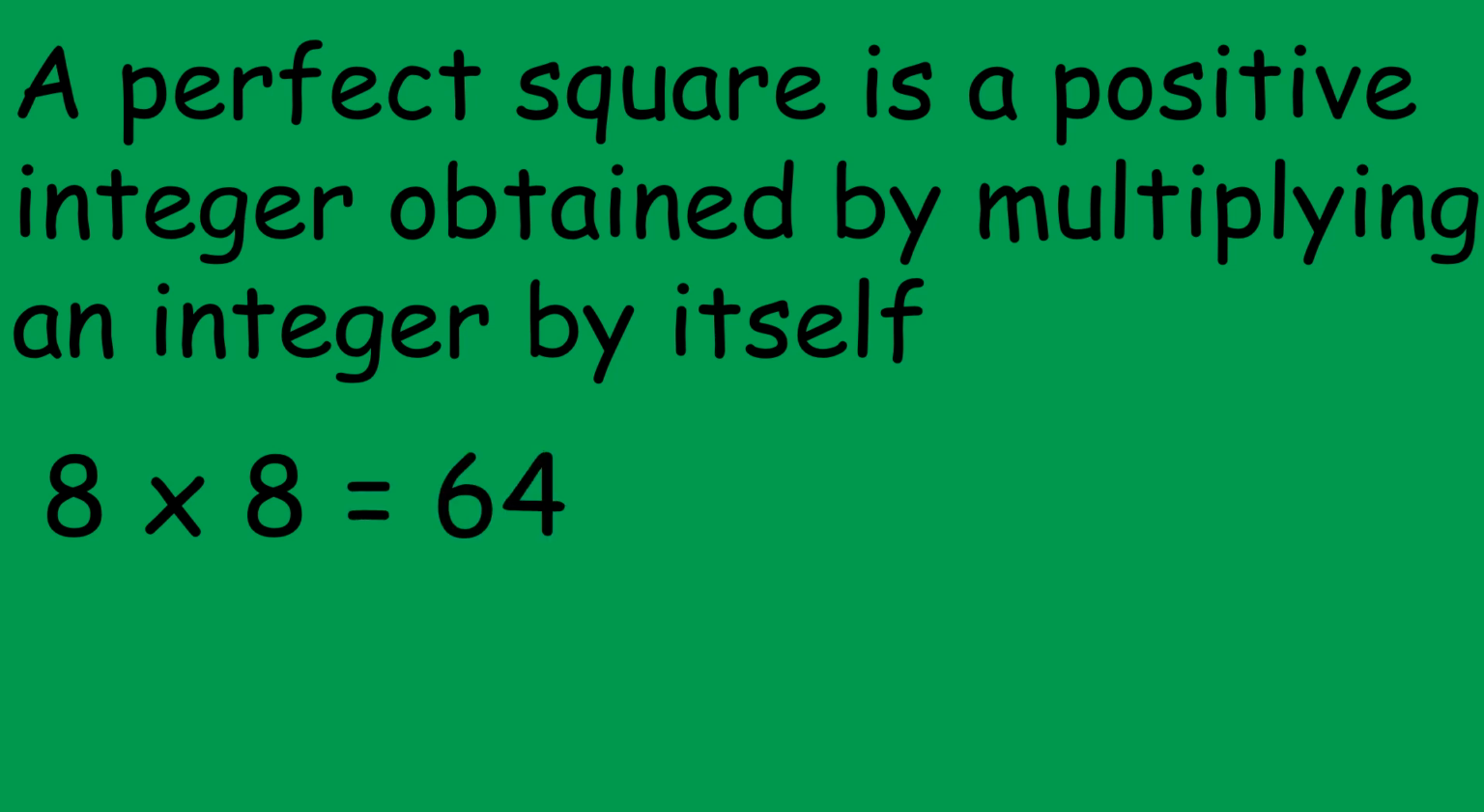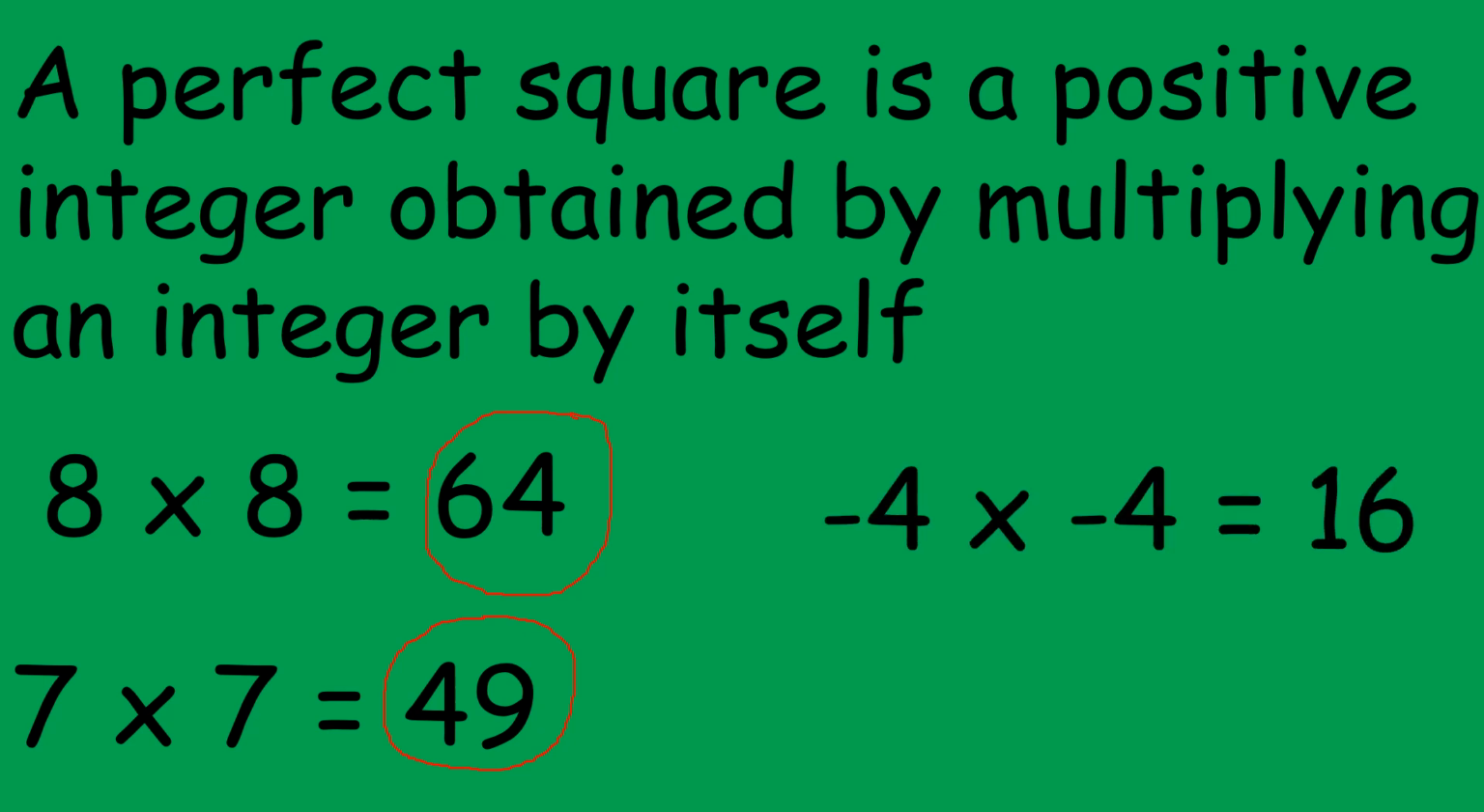You see that 8 times 8 is equal to 64. 8 times 8 is 64, so 64 is the positive integer and is the perfect square. 7 times 7 is 49. You see that 49 is positive, it's a whole number, and it's obtained by multiplying another integer, that is a whole number, by itself.